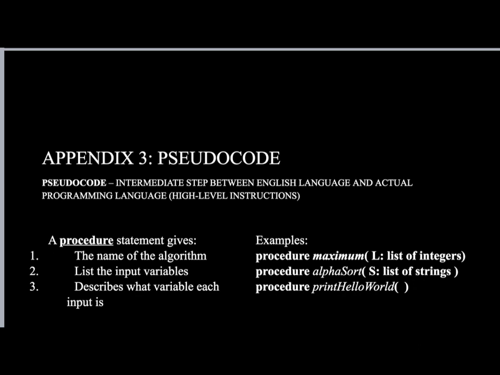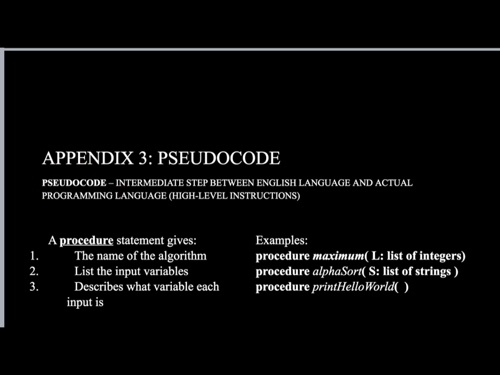Now, to actually turn that into an algorithm that you would put in Java or something, you have to write it in code. That's what it means by high-level instructions. Pseudocode is an intermediary step between English language and actual programming language. And ideally, pseudocode is generic enough that you'll be able to implement it in any programming language you want, like Java that you learn in your fundamentals class, or something like Python or whatever. So that's what pseudocode is.